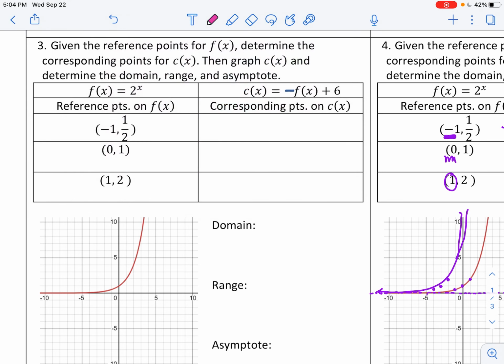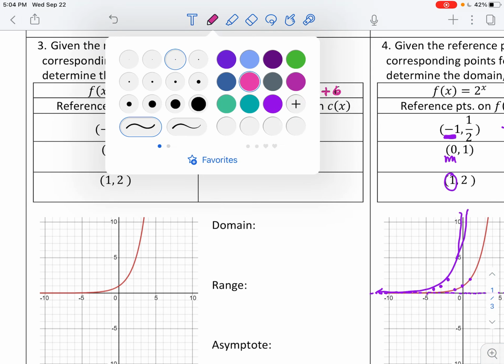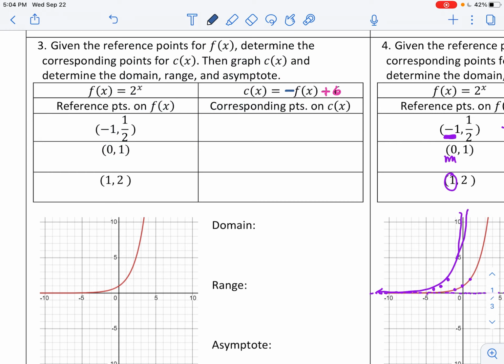One thing is we're going to make a negative here. The other thing is we are going to add 6. Both of these have different effects. So negatives always, always, always are some form of a reflection. So the direction that you reflect depends on where the negative is.